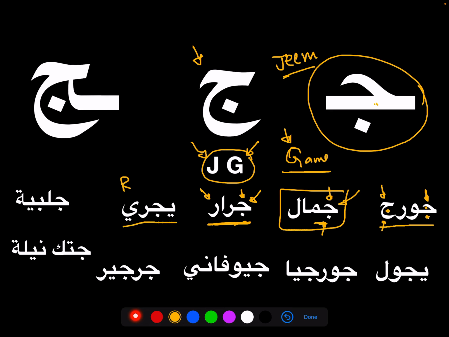This word is Yajri, run. So this is a Jeem. The last one is Jalabiya or Galabiya, so this is also a Jeem. Yajul. Georgia, which is a state in the US or maybe a country. Giovanni, which is a man's name. So there is a Jeem over here. Jarjir, which is a plant. I don't know what it means in English, like wheat crust, I guess, or something like that. I don't remember. But just remember this is a Jeem.